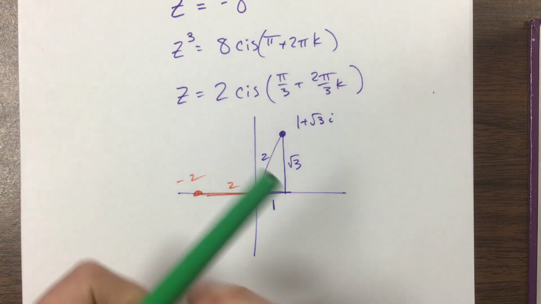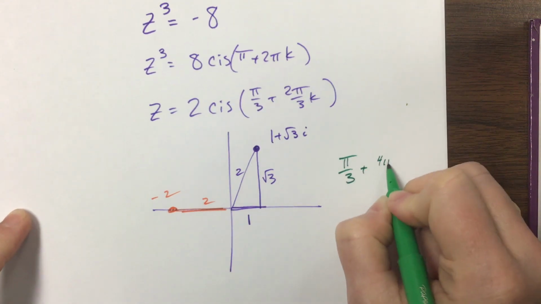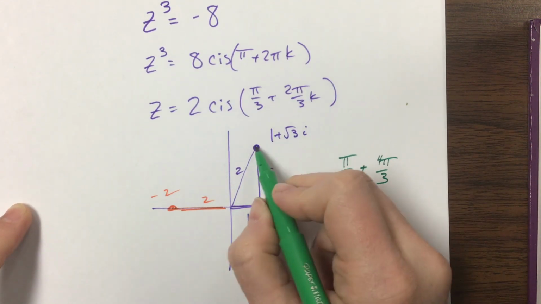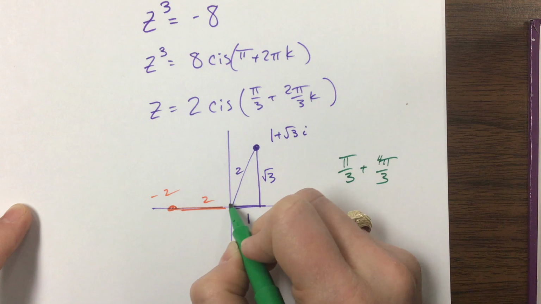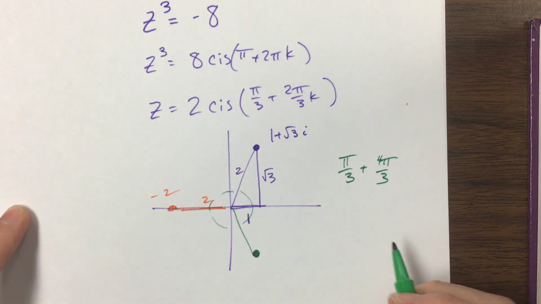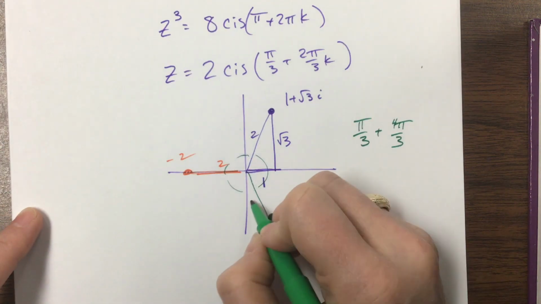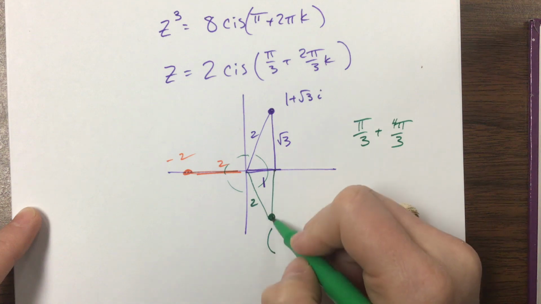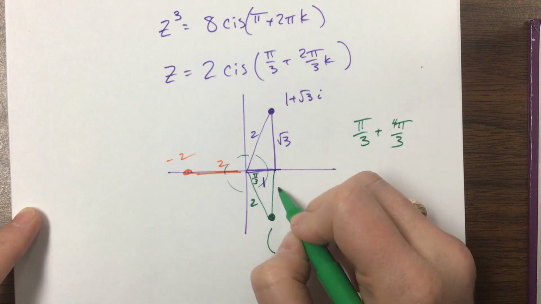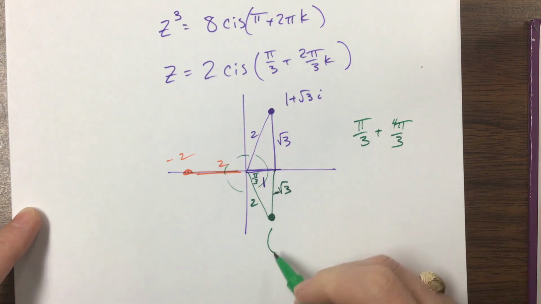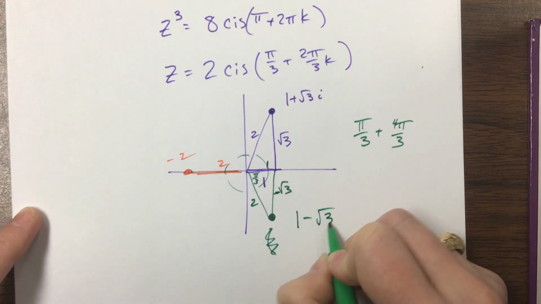The third one is where I plug in 2 for k. So I have pi over 3 plus 4 pi over 3, which is 5 pi over 3. Notice 5 pi over 3 is down here somewhere. I just divided my circle into 3 equal chunks. Can you see how those are all the same? This has a modulus of 2, and then this is that pi over 3 angle. That's the 60-degree angle, so opposite the 60 would be √3, but that's going in a negative direction. And this is a positive one, so this is now the point 1 minus √3i.